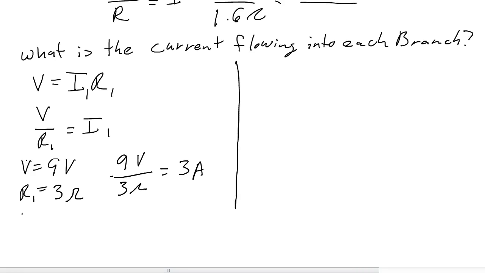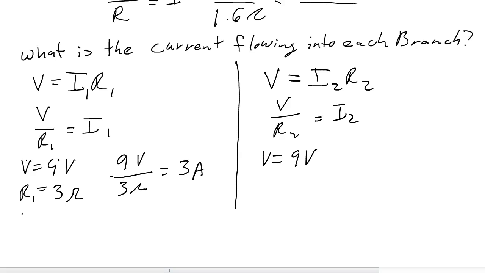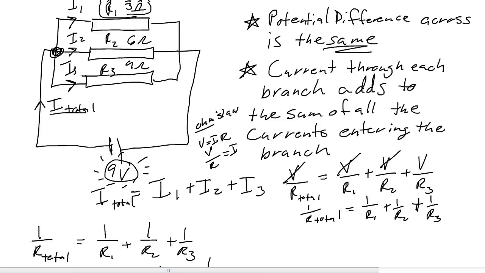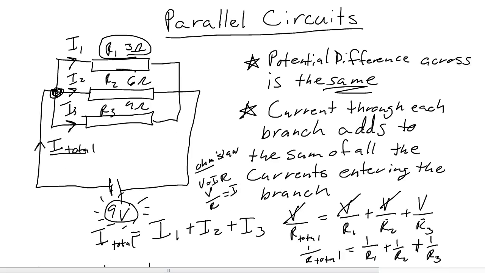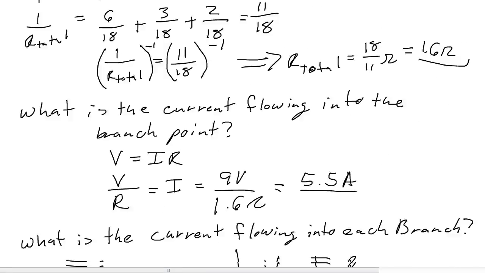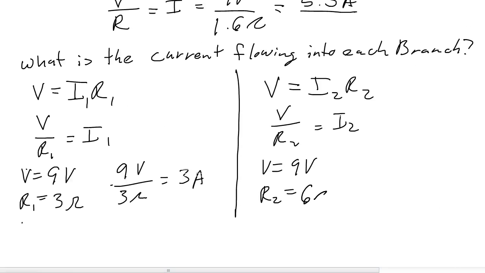What if I wanted to do R2? Let's do R2 really quick. V is equal to I2, R2. V over R2 is equal to I2. V, remember V is always 9 for a parallel circuit. R2 is equal to 6. Okay, do our substitution. 9 volts divided by 6 ohms is equal to 1.5 amperes for R2.